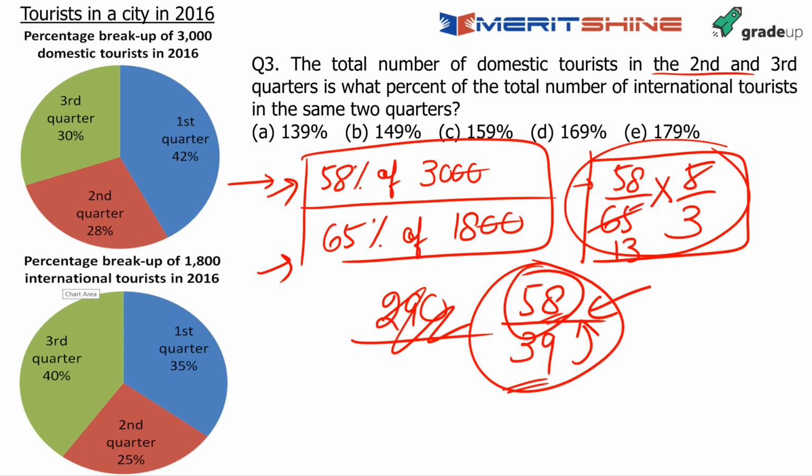And what is the only option possible here? It has to be 149%, because the numerator here is around 49-50% greater than the denominator. So I would not arrive at the exact answer. What I will do is 58% of 3000, 65% of 1800. I get 58 upon 65 into 5 by 3. The moment I write this, I realize that this is 58 by 39. I realize that this is around 50% greater than the denominator, and I straight away mark the answer as 149.